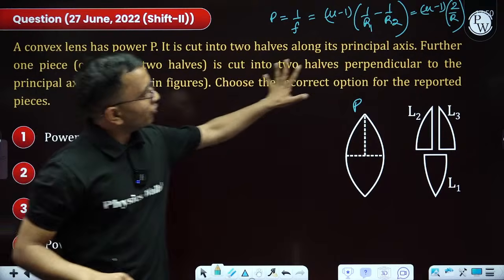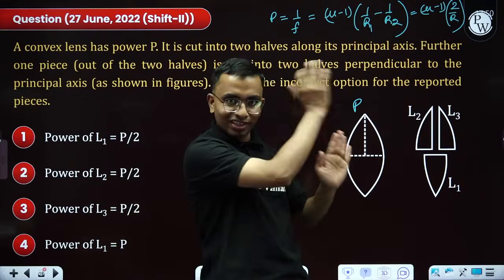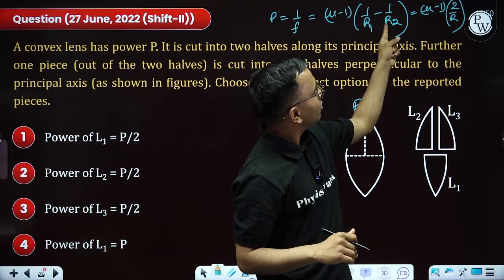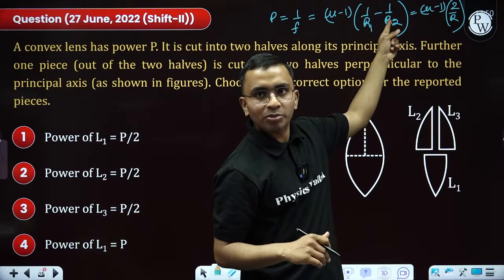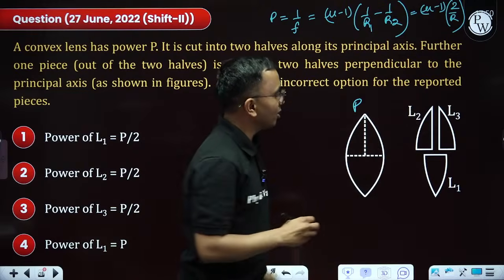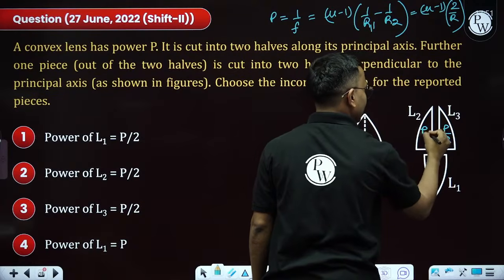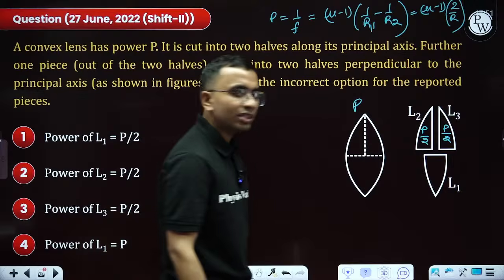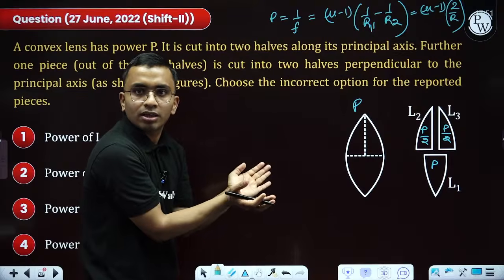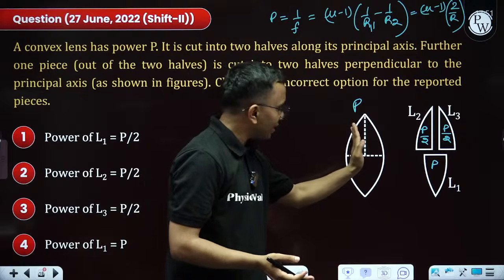So initially the power was P. Now if you cut this lens like this, one curved surface is gone. Instead of 1 by R1 minus 1 by R2, it will be just one surface only. R2 will become infinite, so power will become half. So when you cut it like this, the power will become P by 2, this power is P by 2, and what is the power of this? Its power is the same, P only. Both the curved surfaces are there, right? Yes, both the curved surfaces are there. Focal length will not change like this. If you cut a lens like the other way, the focal length will change.